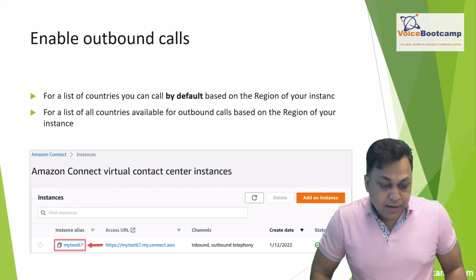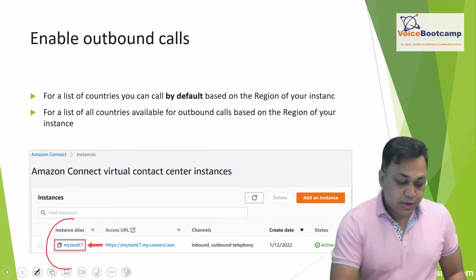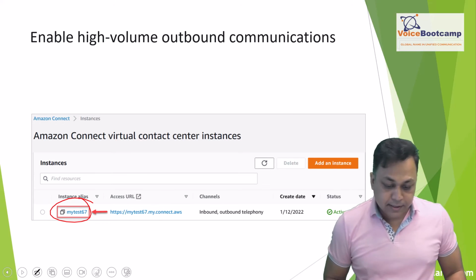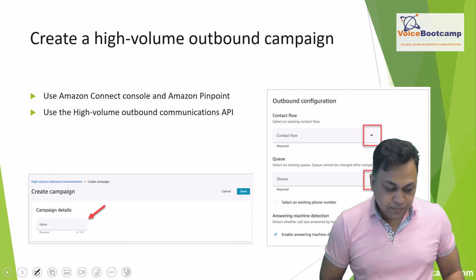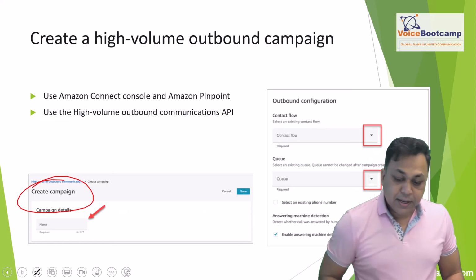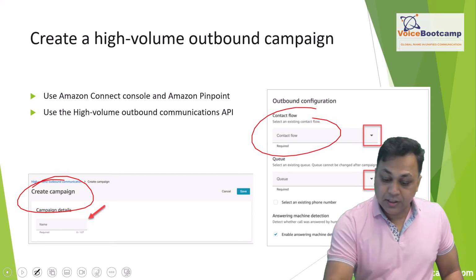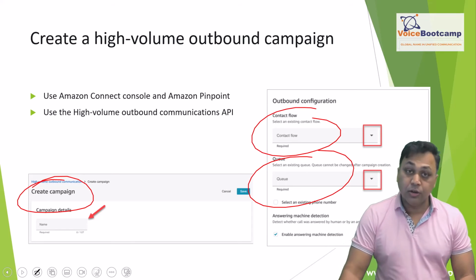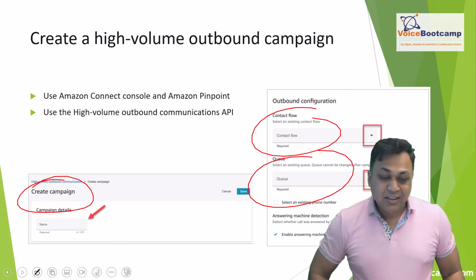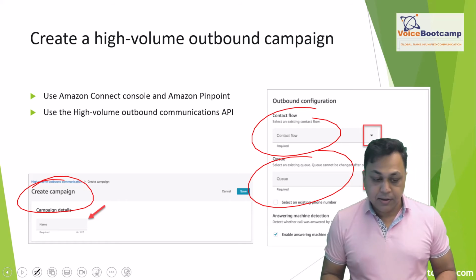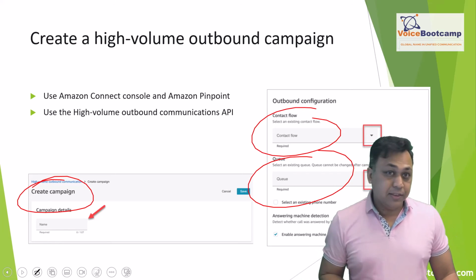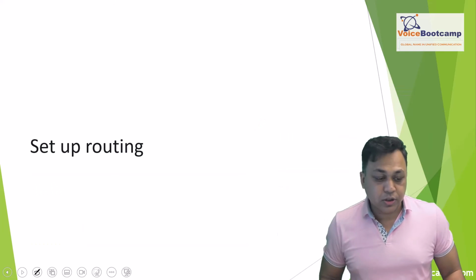Now, to enable your outbound calls, I've shown you that you can go to your instance. You can select this name alias to enable that feature. You can create a campaign for outbound, select a particular call flow as well as a queue that you need to allocate for outbound dialing. So these are some of the settings that you need to configure. Now, we're not going to do any of this at this stage. I'm just going to quickly show you how to define it.